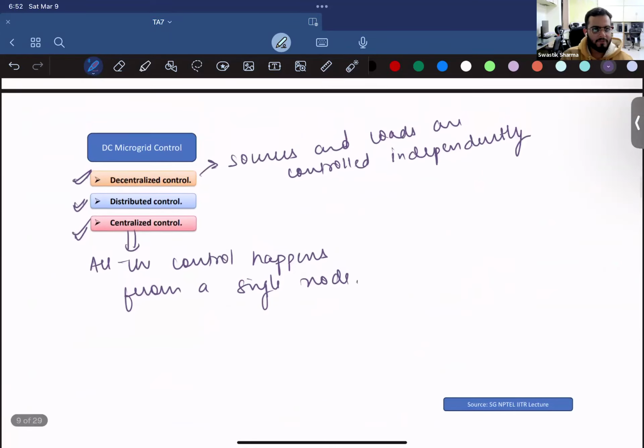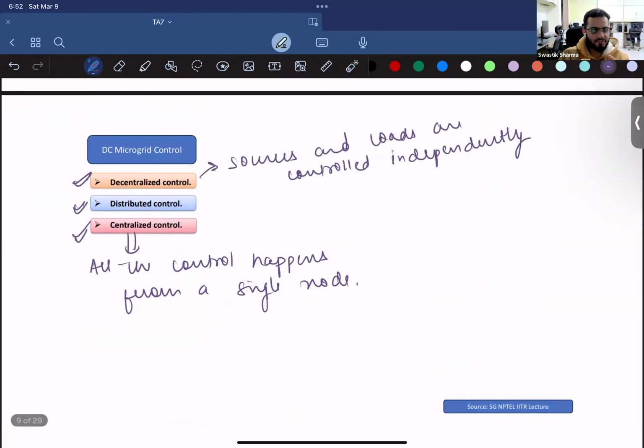So all the control happens from a single node, right? It has to look over a wide area of the network, and that's difficult. So your reliability reduces. In decentralized control, since all the components were behaving independently based on a few references, and the control algorithms were issued differently, the reliability was there. But in centralized control, reliability decreases.